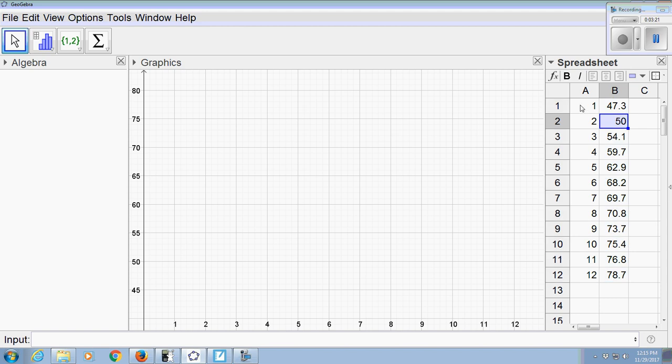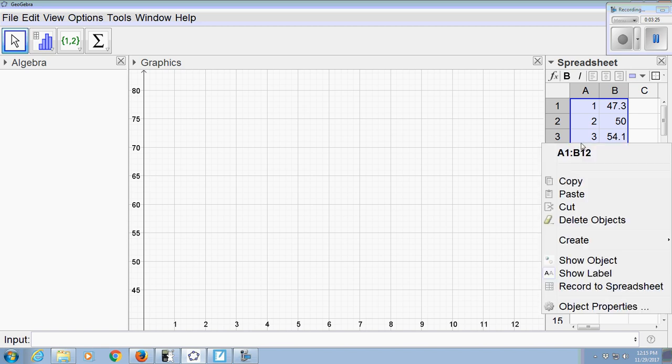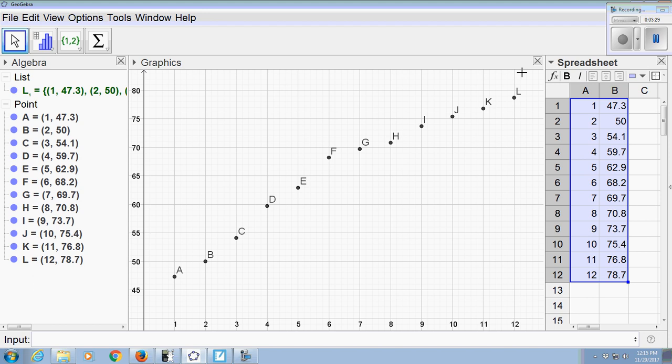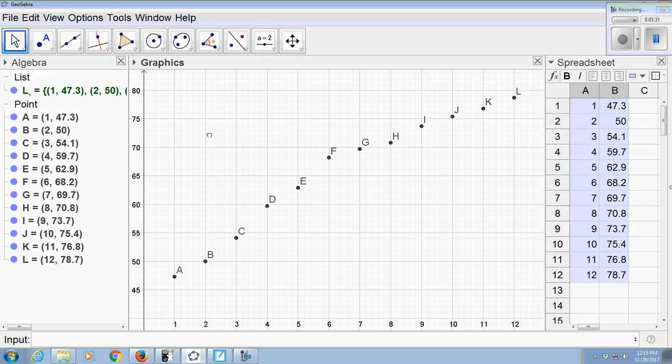So if I want to create a scatter plot in GeoGebra, I'm just going to highlight all of this data, right-click, and choose Create List of Points. And there's all my points. I don't find it very helpful to have them labeled, so I think I'm going to select all of these and turn the labels off. All right, so there's my scatter plot. It does look like it's sort of logarithmic in that it kind of bends down a little bit as you move to the right.